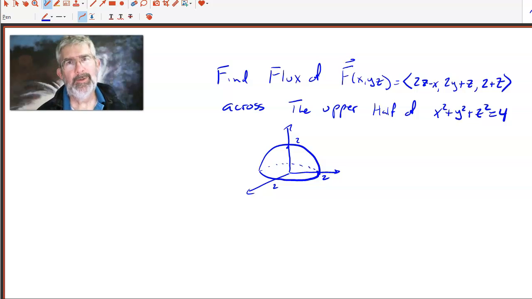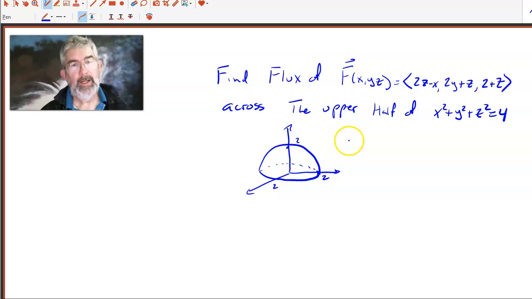Hello and welcome. In this video, I want to take a look at how we could use the divergence theorem to help us evaluate a flux integral across the surface. So the problem I want to do is I've got a vector field here, capital F, and I want to find the flux of this vector field across the upper half of the sphere of radius 2 that's centered here at the origin.